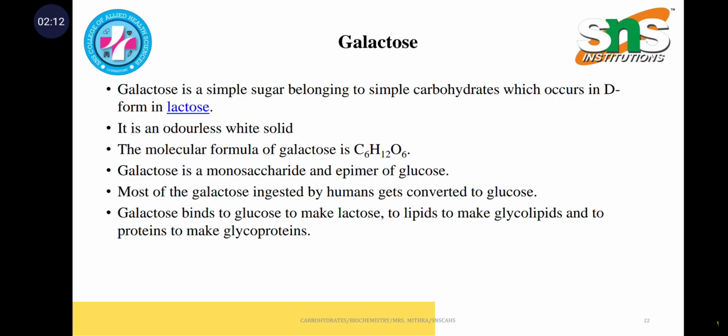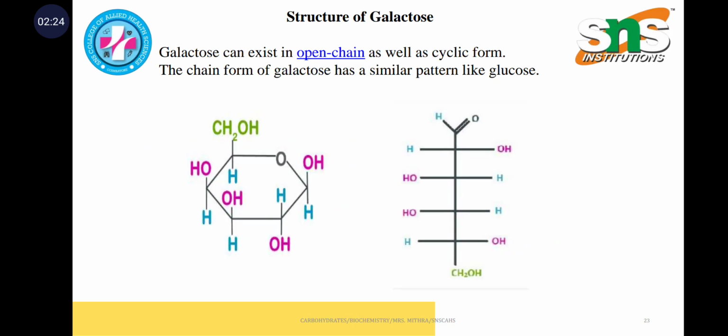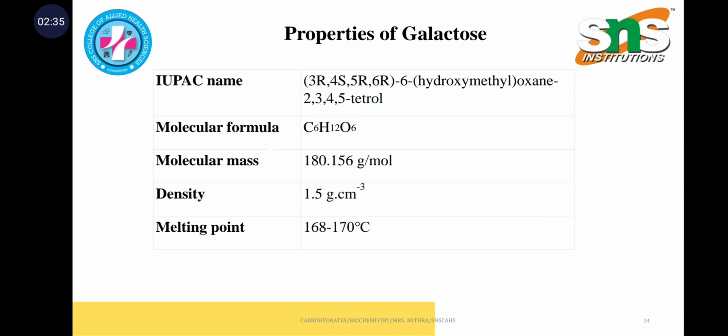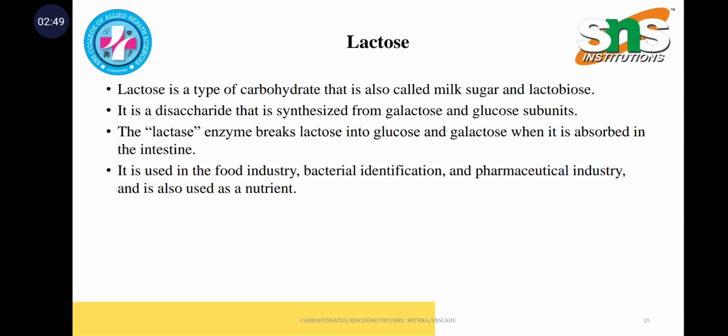Galactose binds to a glucose molecule to make lactose, to lipids to make glycolipids, and to proteins to make glycoproteins. This is the structure of galactose, and it exists in open chain as well as cyclic form. The chain form of galactose is similar in pattern to glucose. Coming to the properties: molecular formula C6H12O6, molecular mass 180.156, and melting point 168 to 170 degrees Celsius.